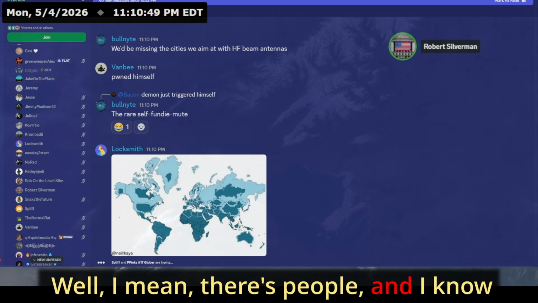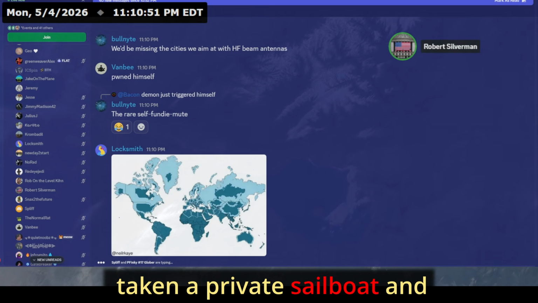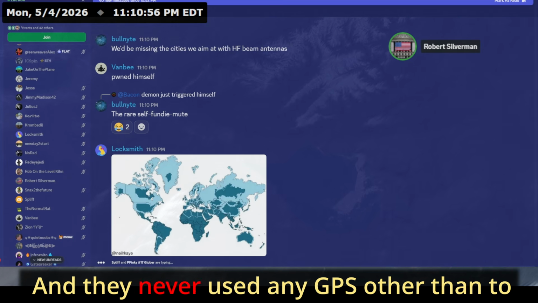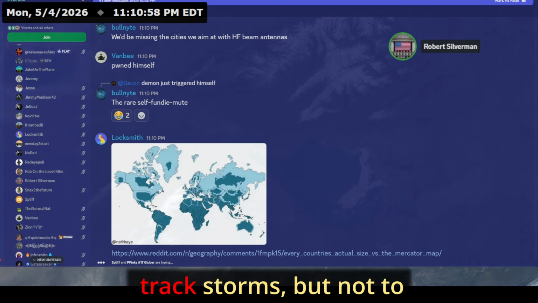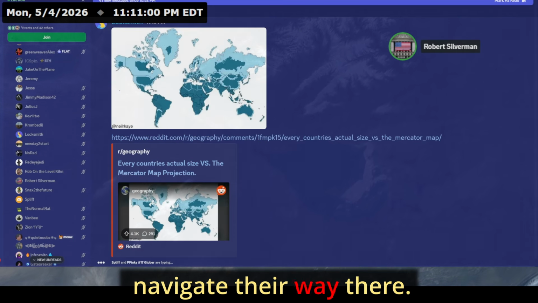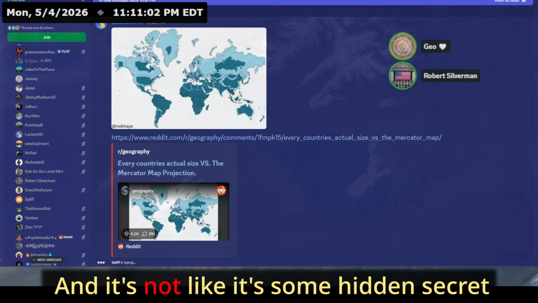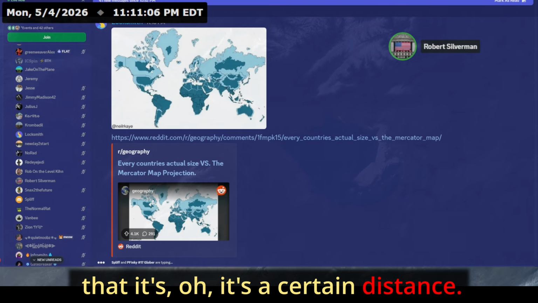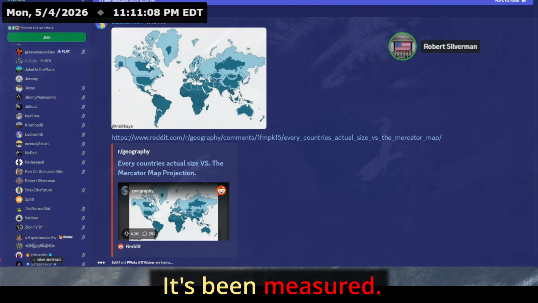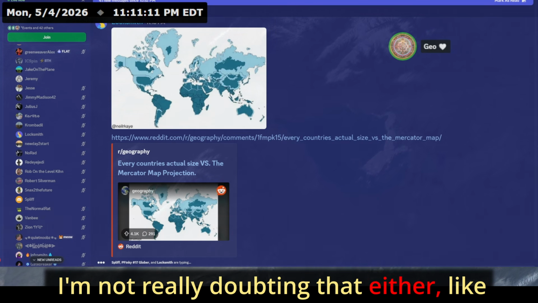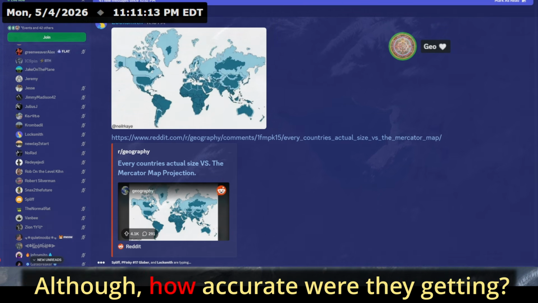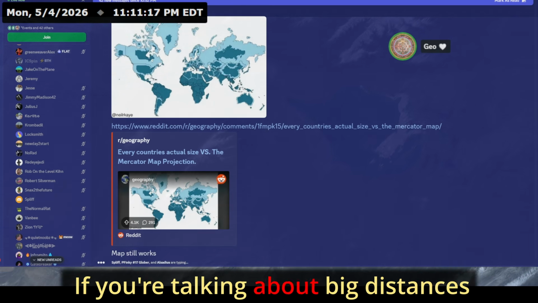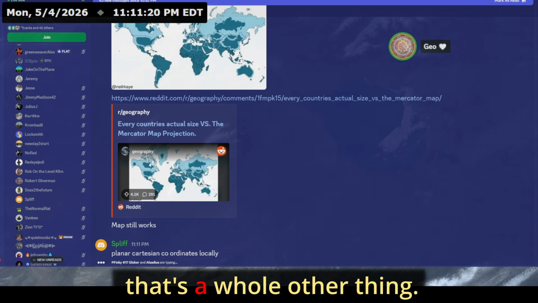Well, I know many people that have taken a private sailboat and left California and sailed to Hawaii, and they never used any GPS other than to track storms, but not to navigate their way there. It's not like it's some hidden secret that it's a certain distance. Everyone knows how far it is. It's been measured. Yeah, I'm not really doubting that either, that general distance. Although, how accurate were they getting? Because the difference between a plane and a sphere, that's the thing. If you're talking about big distances like that in the oceans, that's a whole other thing.